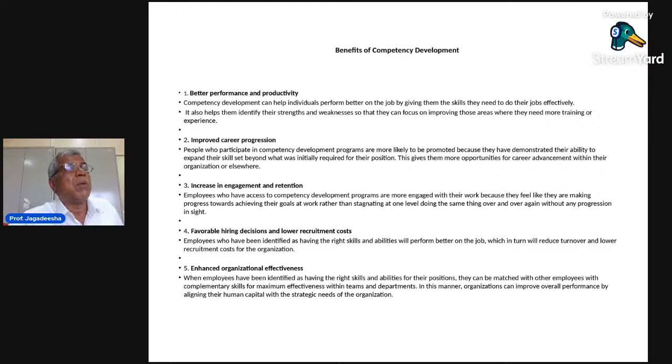The reason being, management will always look at your competency development. If you are really competent on every issue, maybe the technical, maybe the functional, maybe the behavioral, in which case I'm sure your case will definitely be considered for career progression. Another important point is increase in engagement and retention.